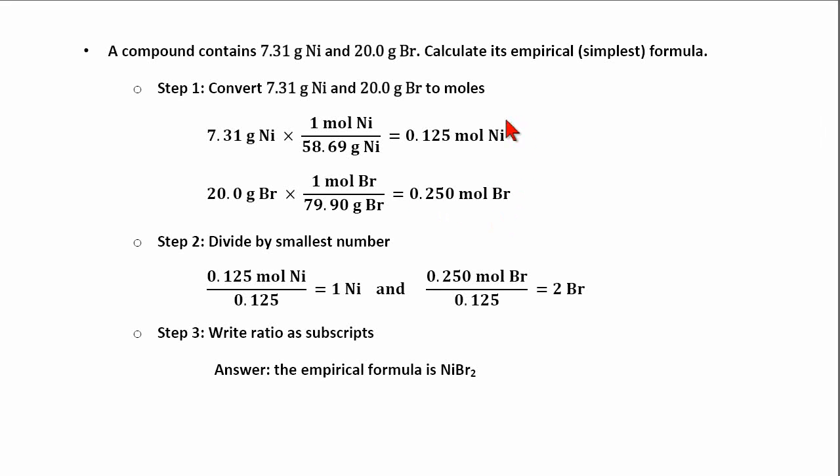I've already established my ratio right here. All I need to do now is convert these into whole numbers. So if I divide one into the other, I get 1 mole of nickel and 2 moles of bromine. And I can write the subscripts and I get an empirical formula of NiBr2. All this shows is there happens to be twice as many atoms of bromine as there are nickel in this molecule, and that's what this ratio here represents.